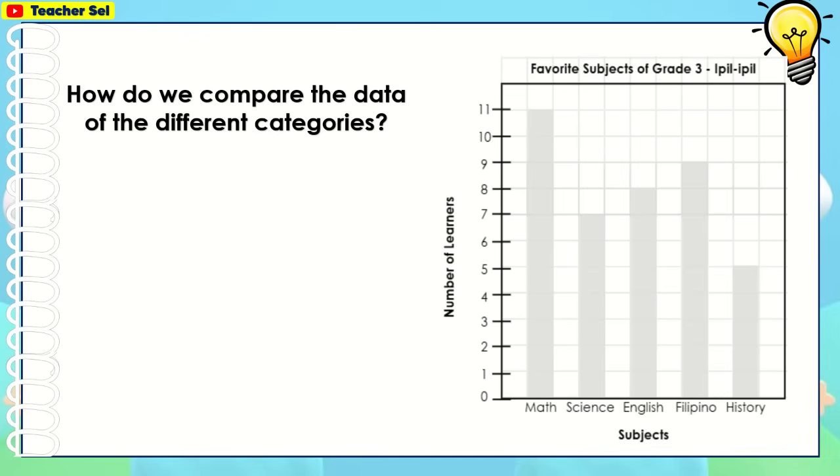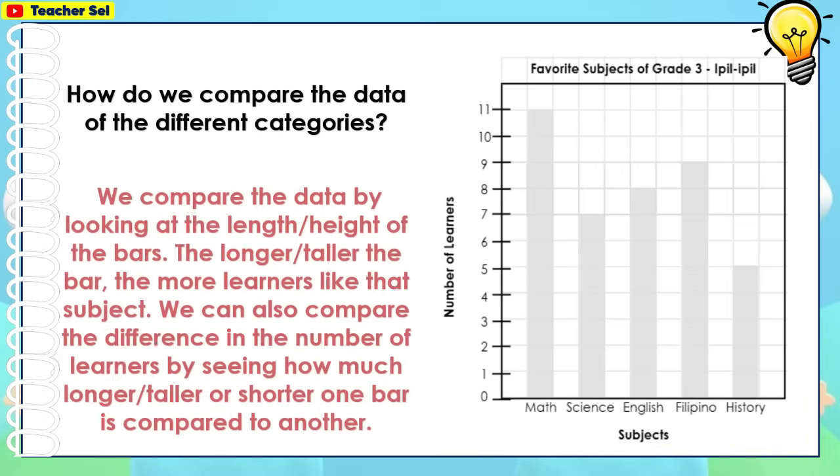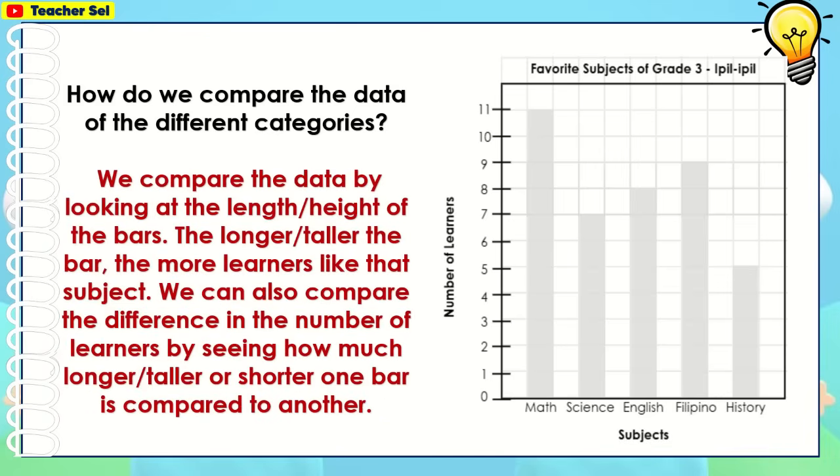How do we compare the data of the different categories? We compare the data by looking at the length or height of the bars. The longer or taller the bar, the more learners like that subject. We can also compare the difference in the number of learners by seeing how much longer or taller or shorter one bar is compared to another.